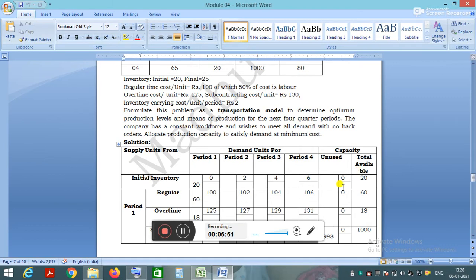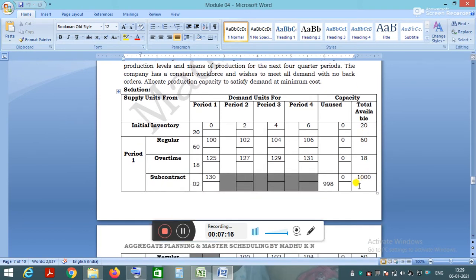What he has given, there are 4 periods, demand units for 4 different periods, and here in this table we are having capacity units. Unused means which are stored in, which are not utilized, whether it may be regular time, overtime, or subcontracting, and the total available. Okay, we know that he has given some initial inventory. What is the initial inventory? He has given 20 at the beginning of the first period.